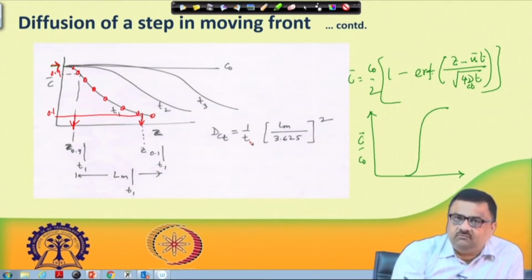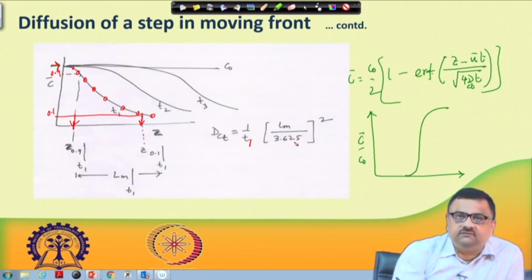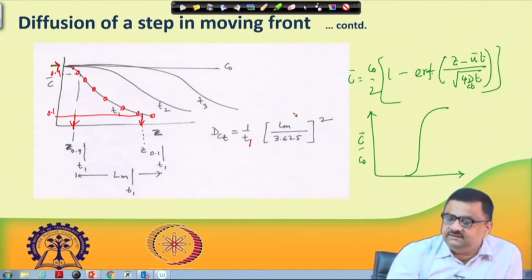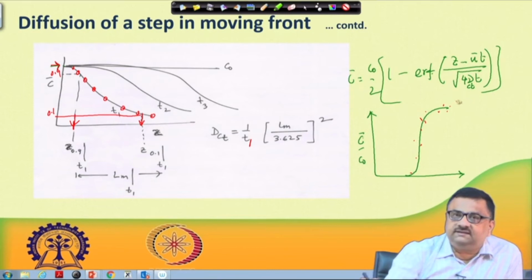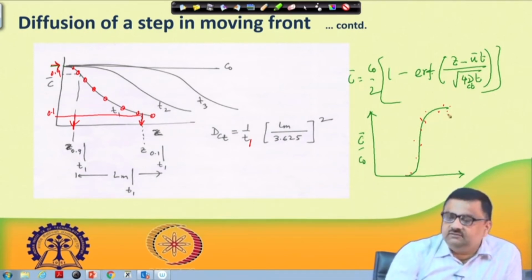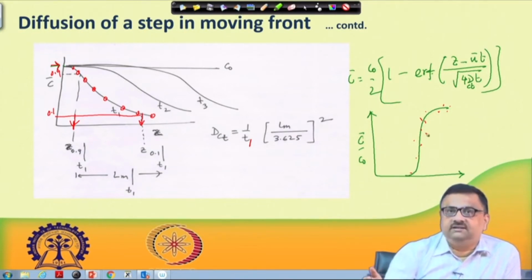DCT is equal to 1 by T, where T is in this case T1, 1 by T1, LM you have just measured from experiment divided by 3.625 whole square. So, there are ways to quickly calculate DCT. Instead, if you collect these data points and then ask this equation what should be the value of DCT such that these data points are fitted to a line, then one has to go for some kind of regression, right.